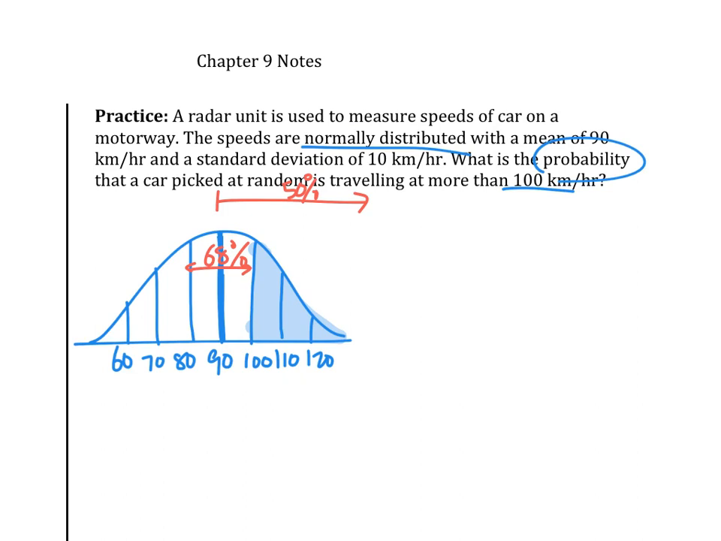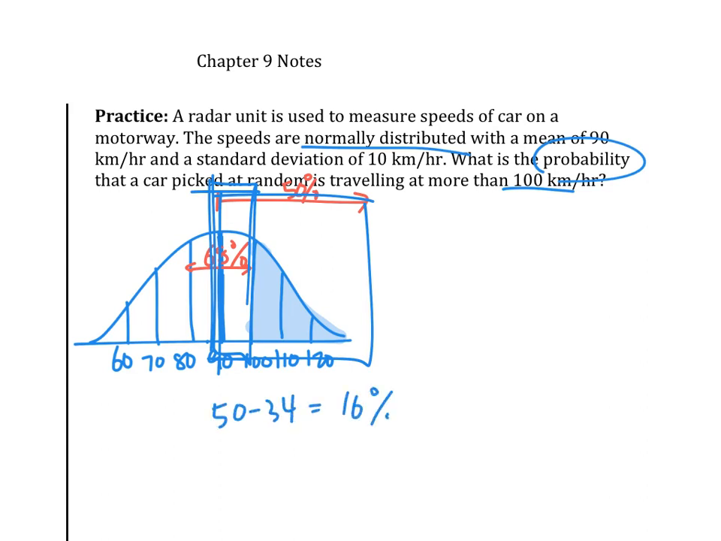All right, so this is pretty simple. It's just going to be this much, 50% minus this much. Now, this part is just the half of 68%, which is 34. So 50 minus 34 is 16%.